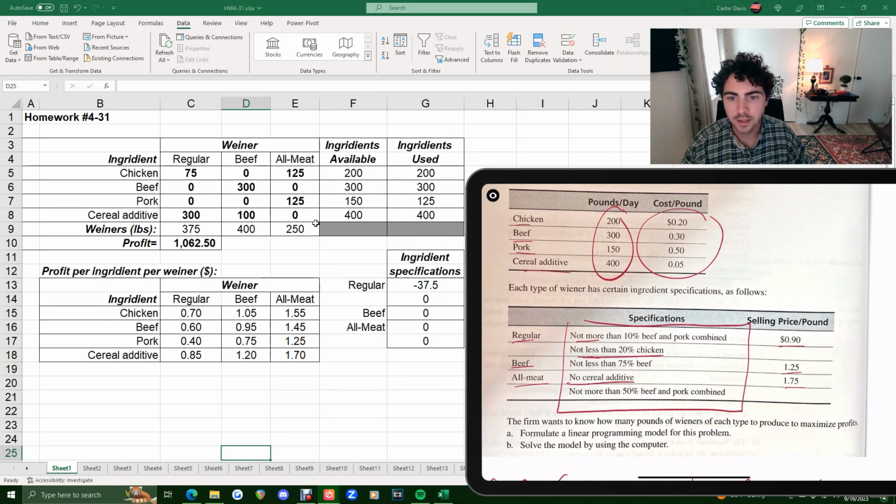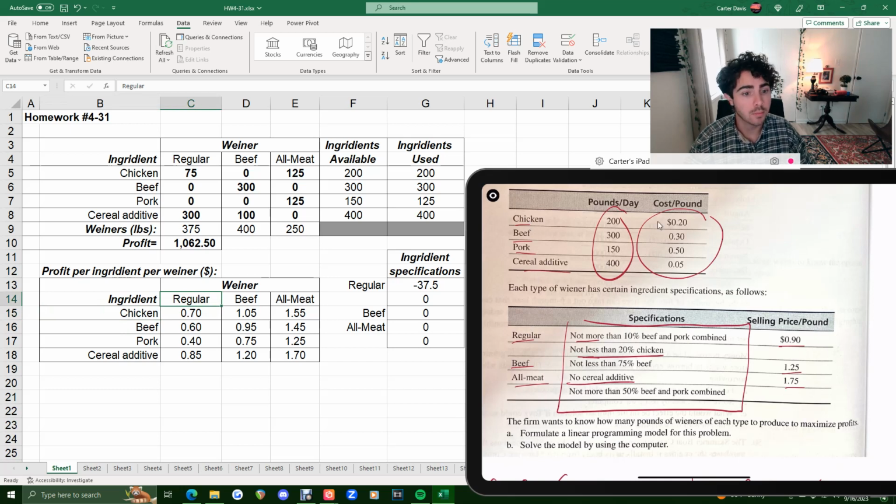So the first thing I would say to pay attention to, obviously they have the available pounds of each ingredient, but I would look down here first. So for the regular sausages, when I looked at this at first, I was like, where are they getting these values? They come from the selling price minus the cost per pound of each ingredient. So when you look in this column, 70 cents comes from 90 cents minus 20 cents for the chicken. So when you're overlapping the chicken with the regular, you take the price minus the cost, because the price is what you gain, the cost is what you spent. So, like a revenue minus cost situation.